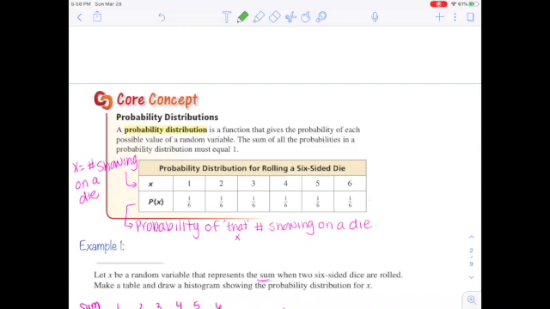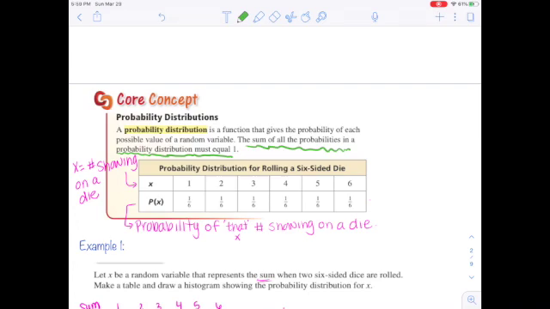All right, so here is a probability distribution. It's just a function that gives the probability of each possible value of a random variable. The sum of all, okay, super important, the sum of all the probabilities in your probability distribution has to equal 1.